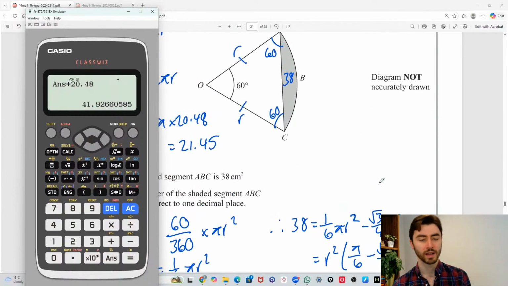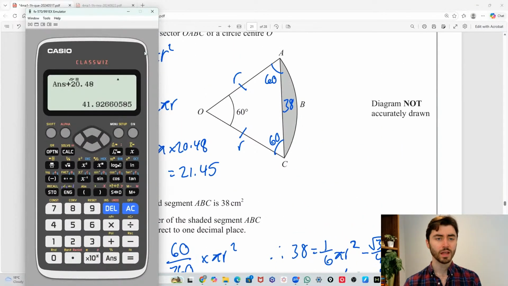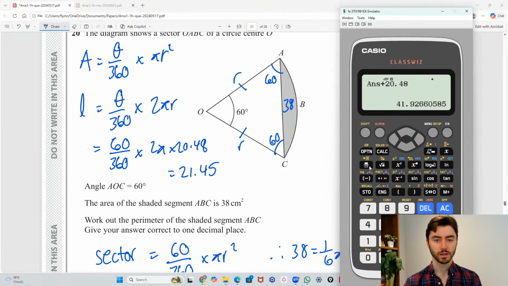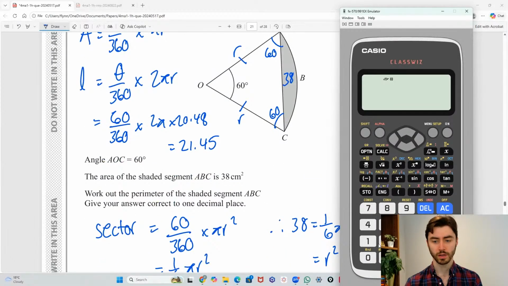Let me confirm that my r is correct by saying 60 over 360 times, well, actually, let me put I said my radius was 20.48. So I'm going to put that in as my answer. So that's now stored as r. So I'm going to say that 60 over 360.